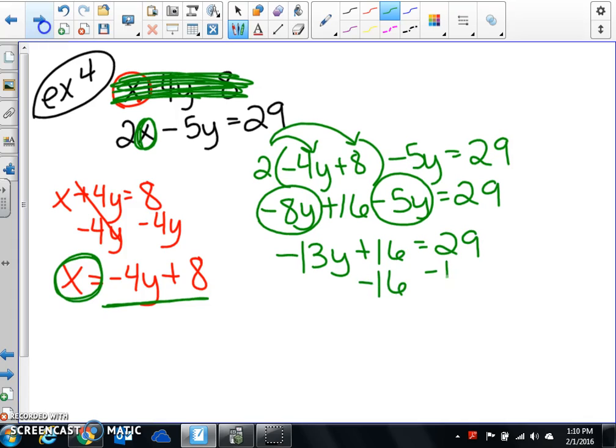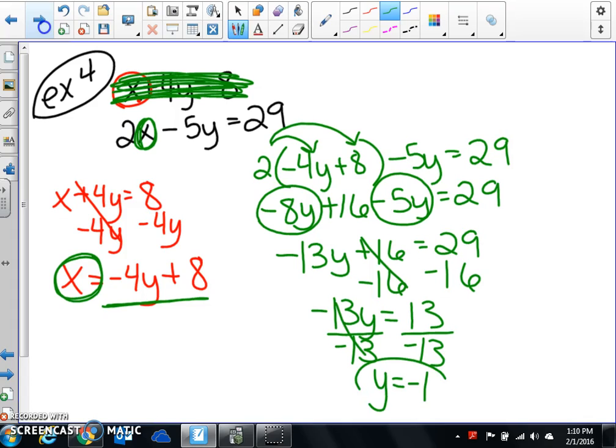Subtract 16. And divide by negative 13. So my y value is equal to negative 1. It's up to you where you want to plug it in. I would just go ahead and plug it in right here.